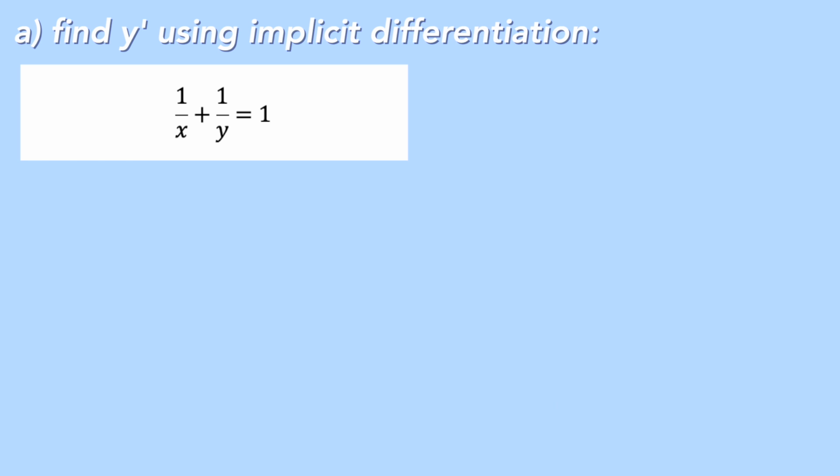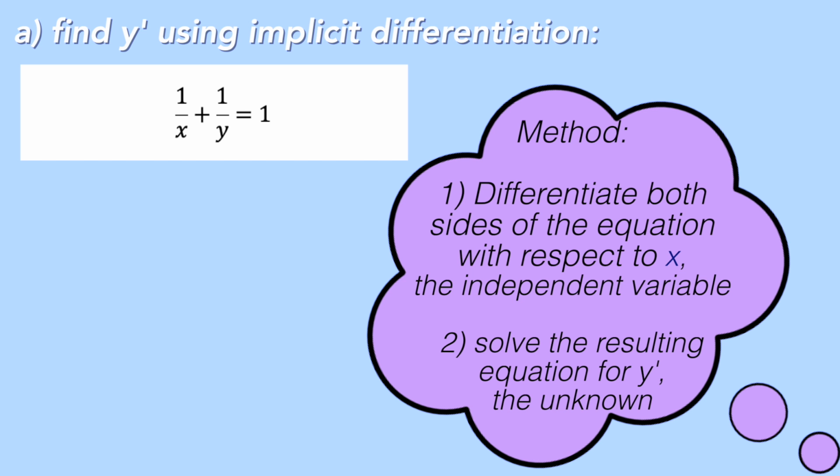In part A, we're asked to find y prime using implicit differentiation. So our method for this would be to first differentiate both sides of the equation with respect to x, which is our independent variable, and then solve the resulting equation for y prime, which is our unknown.